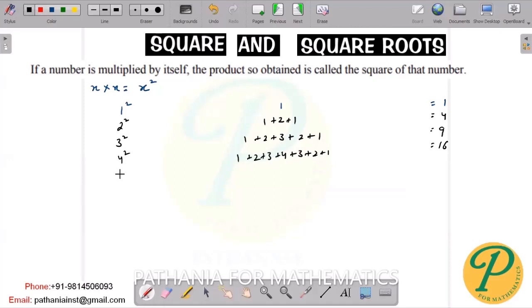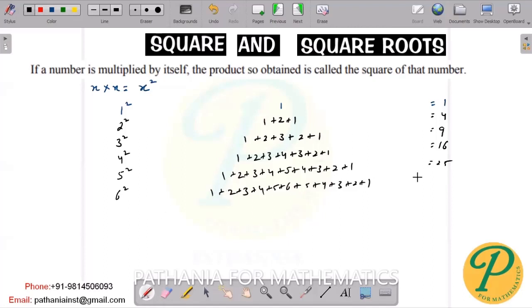And so on. For 5 square, 5, add 4, add 3, add 2, and add 1. You will get 25. For 6 square, 6, 5, and then 4, and then 3, and then 2, and then 1. Get the total. It will become 36.